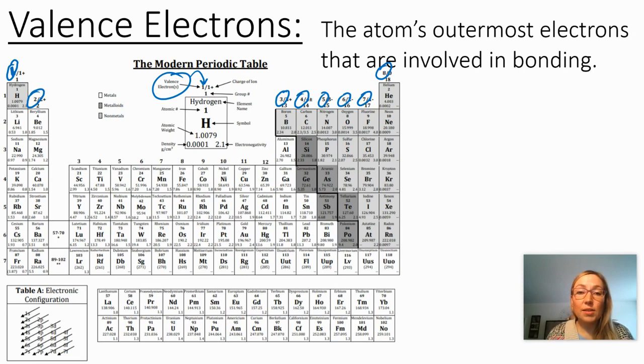So we can use an element's position in the periodic table to determine how many outermost valence electrons that element would have to be involved in chemical bonding.